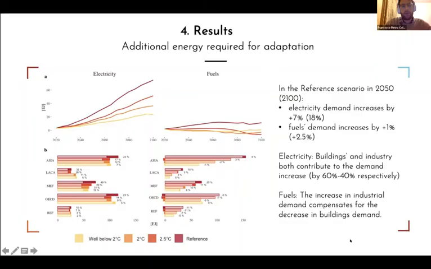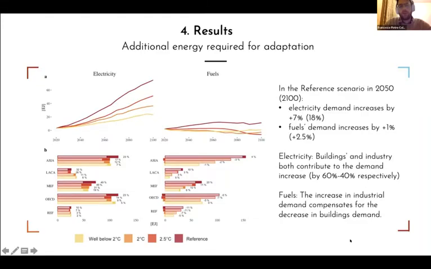But it's important to understand that there are some differences across sectoral impacts. So for electricity demand, we find that buildings and industry, which are the sectors that we include, both contribute to the demand increase. Roughly 60% of the additional electricity demand for climate adaptation comes from the building sector and 40% from the industrial sector.